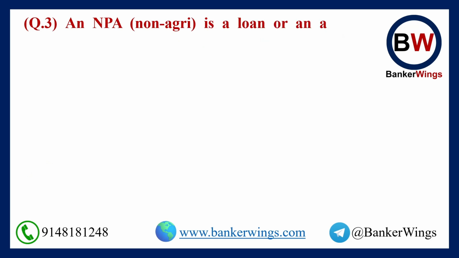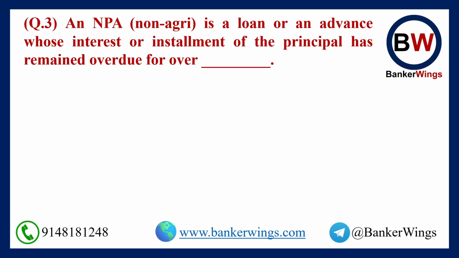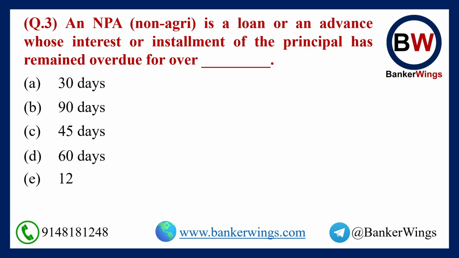Question 3. An NPA for a non-agri account. An NPA non-agri is a loan or an advance whose interest or installment of the principal has remained overdue for dash. Okay, so now we are talking about non-agriculture loans. Let us take a look at the options. Option A, 30 days. Option B, 90 days. Option C, 45 days. Option D, 60 days. Option E, 120 days.